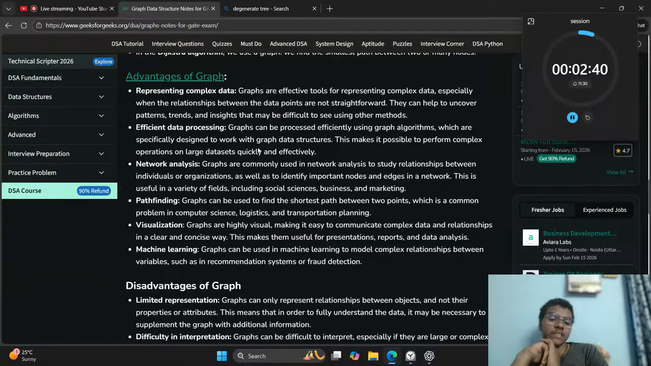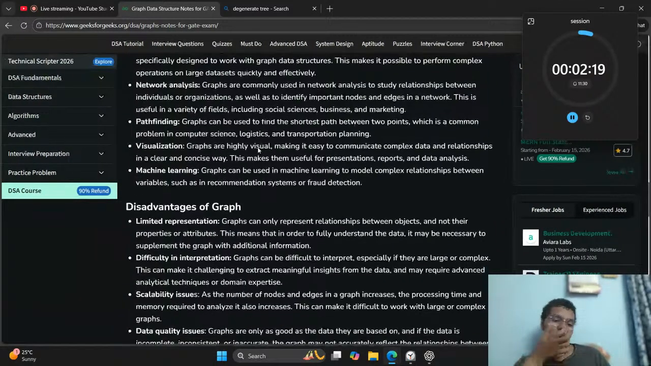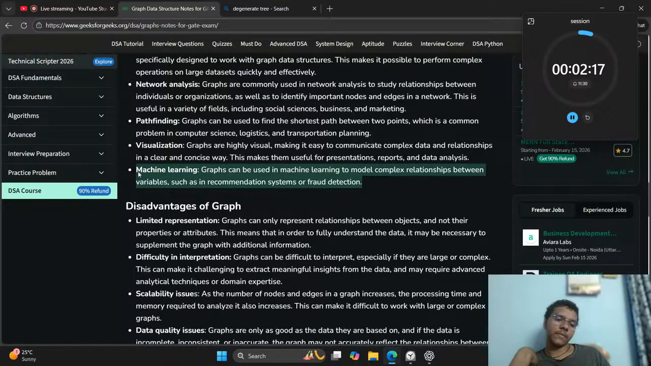Visualization: graphs are highly visual, making it easy to communicate complex data and relationships in a clear and concise way. This makes them useful for presentations, reports, and data analysis. Machine learning: graphs can be used in machine learning to model complex relationships between variables, such as in recommendation systems or fraud detection.